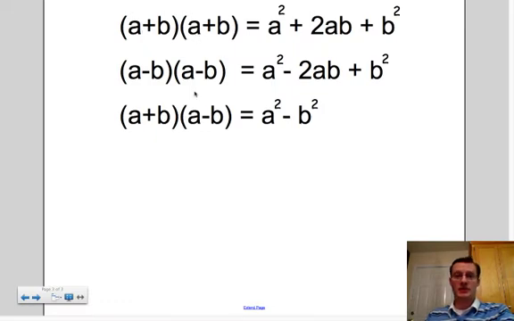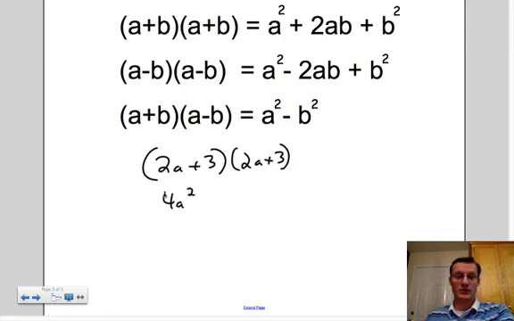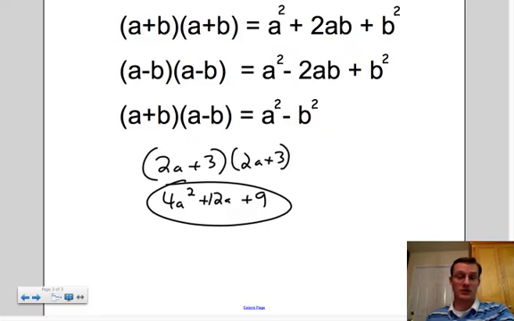A plus B, A plus B. Well, what do I mean by that? Let's say 2A plus 3 onto 2A plus 3. So what this rule says, take the first one, A, which is 2A in this case, square it. So 2A squared is 4A squared. Take the last one, square it. 3 times 3 is 9. Then multiply A and B together. So 2A times 3 is 6A, and double it, which is 12A. And that's it. That's all you do.